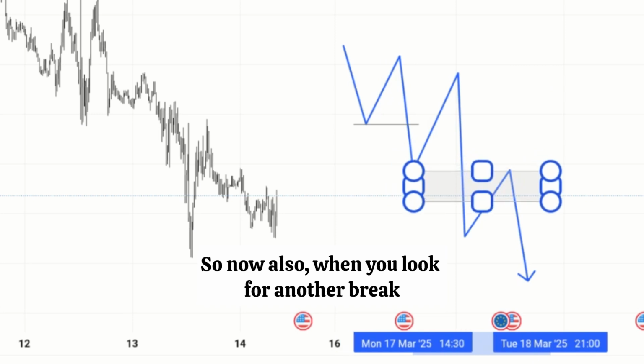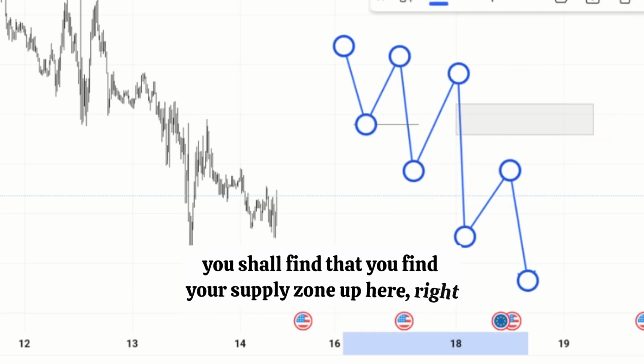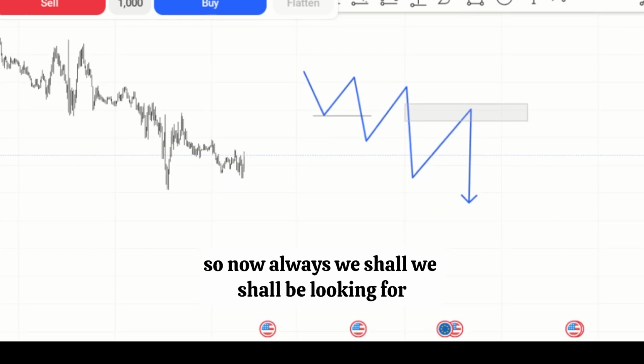Also, when you look for another break of market structure, you shall find your supply zone up here, right? So your supply zone will always be there, and we shall always be looking for that.